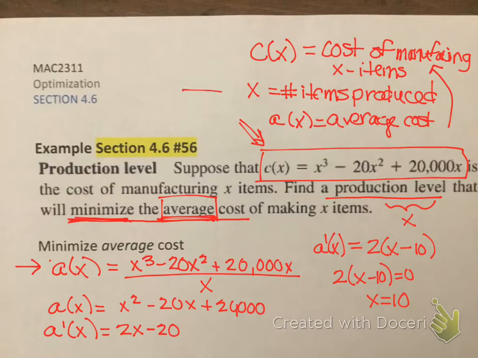x is the number of items produced. And I am supposed to find a production level. That's what I have found. So my answer would be a production level of 10 items will minimize the average cost of making x items.